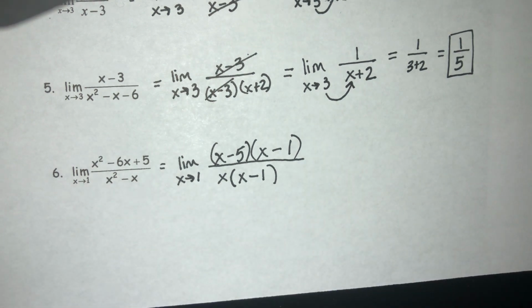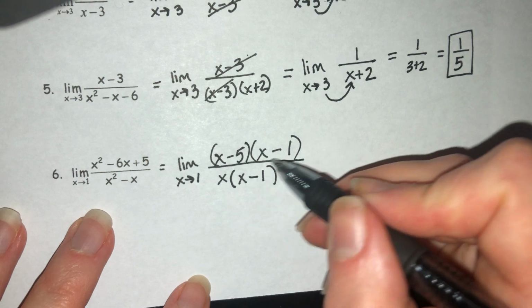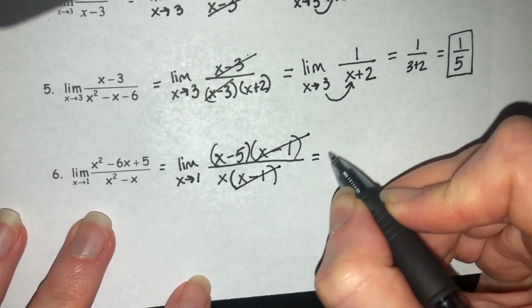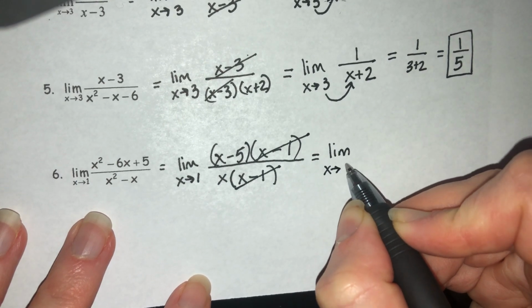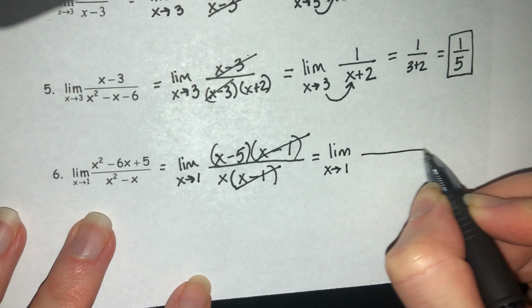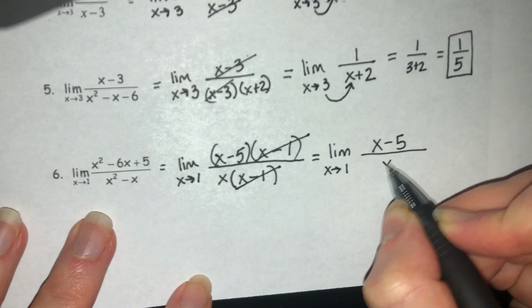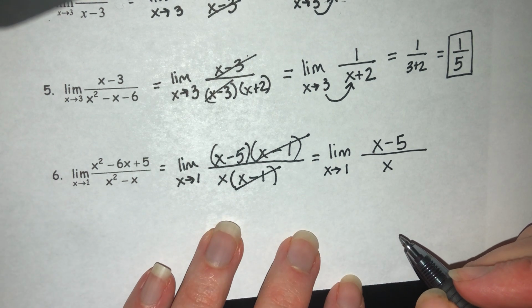Okay, so now I've done the factor part. And simplify. Are there any common factors among the numerator and the denominator? Yes, x minus 1s are common. Those divide out because they equal 1. So now I've got the limit as x is approaching 1 of the numerator of x minus 5 over the denominator of x. Now I'm ready to do that direct substitution step.